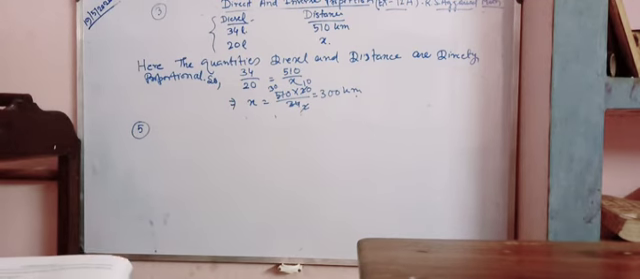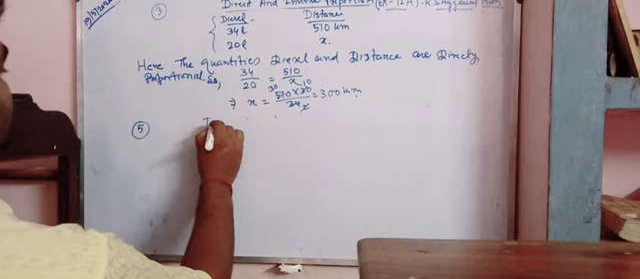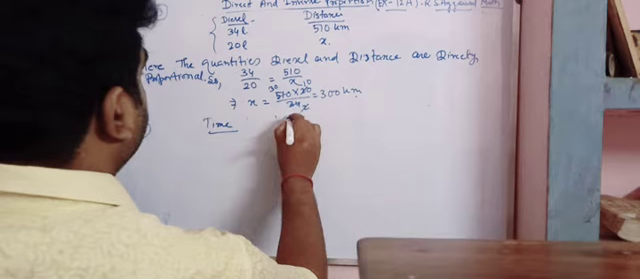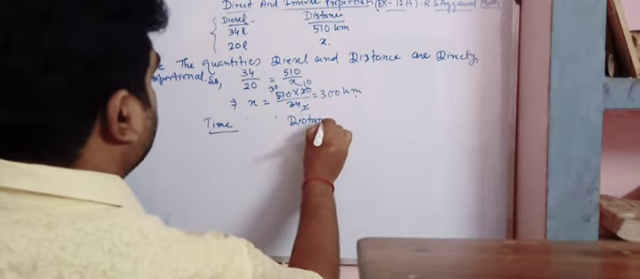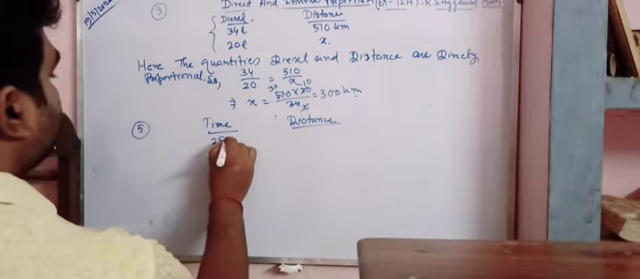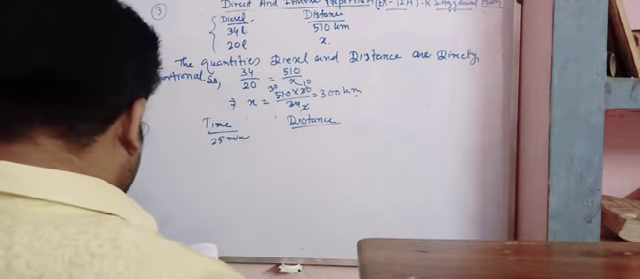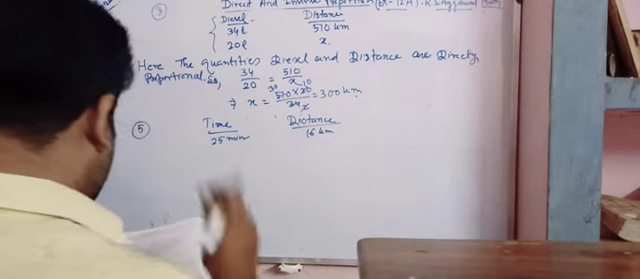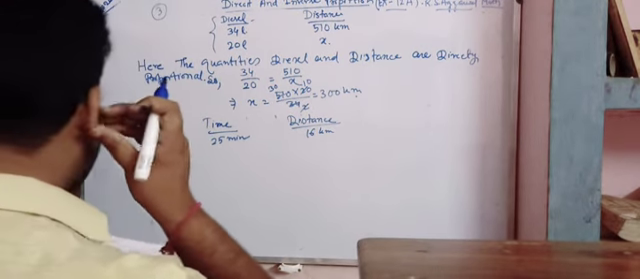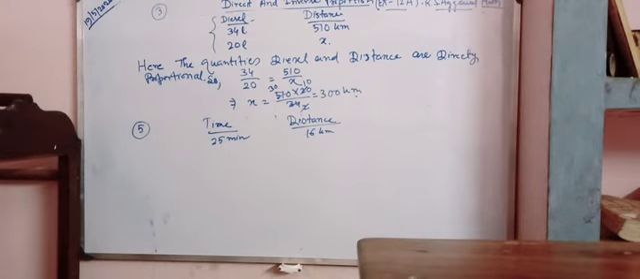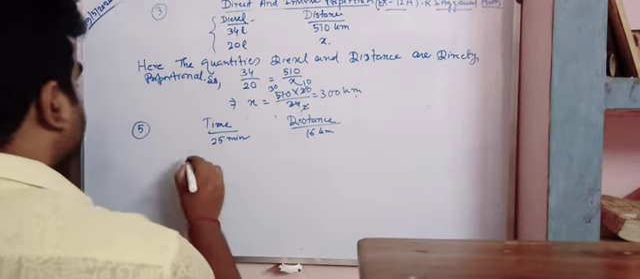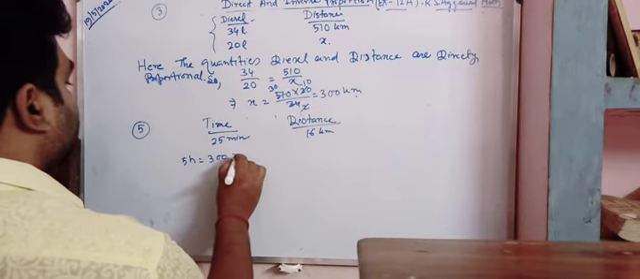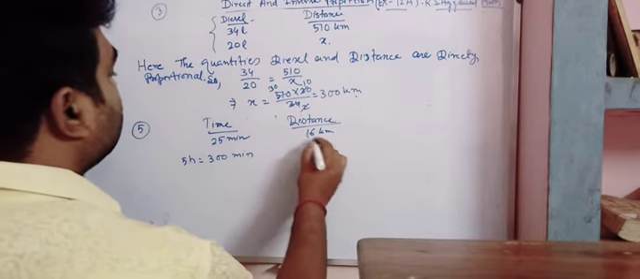Question number 5 is the truck problem. We are taking time and distance. Time is equal to 25 minutes, distance 16 kilometer. Now here time 5 hours. You have to remember 5 hours means 300 minutes. We take this as x kilometer.